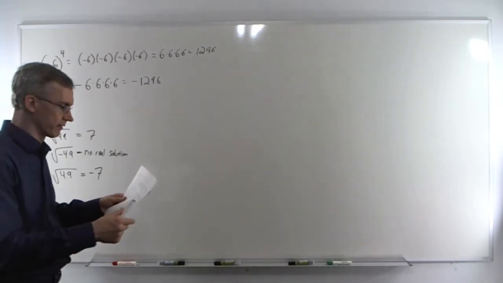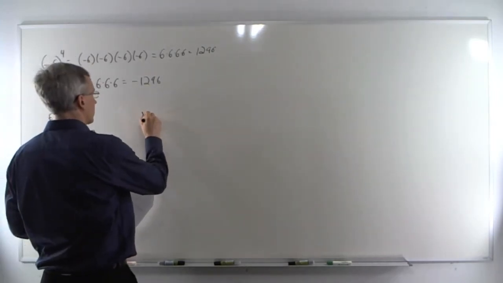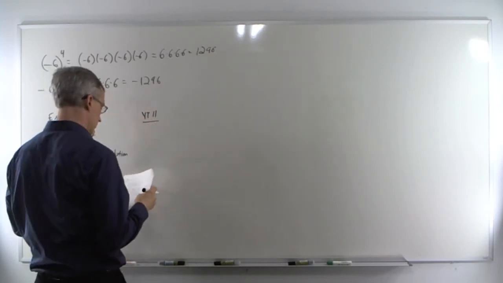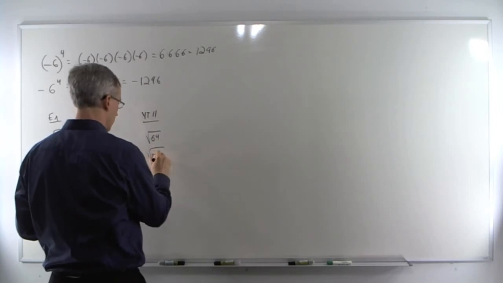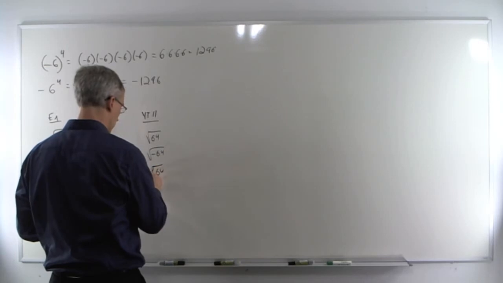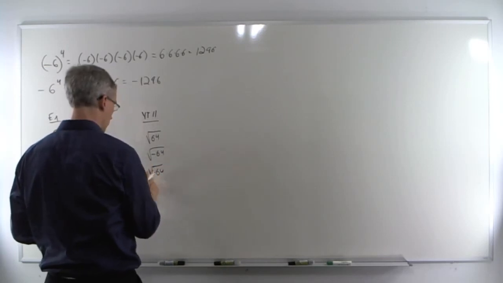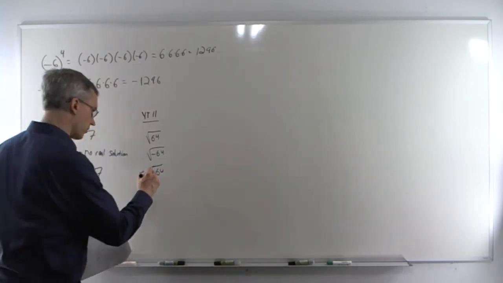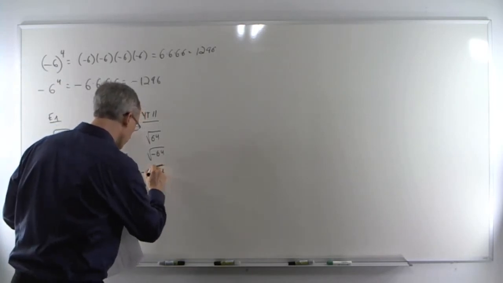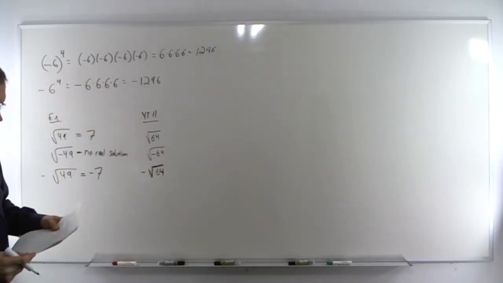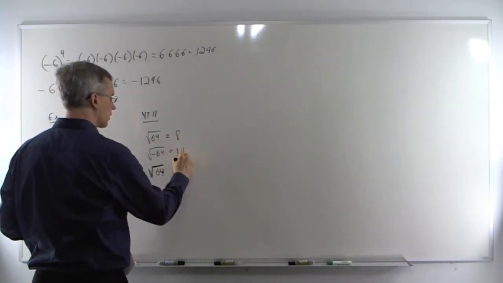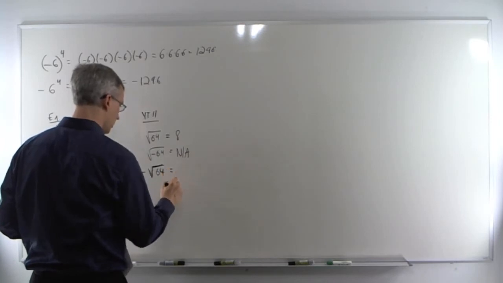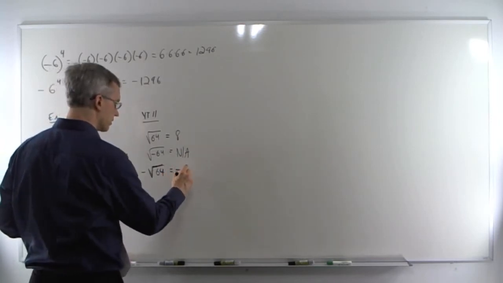Your turn, number 11. I don't know if we can read that. All right, square root of 64, that's 8. Not a real number there. And this one is negative 8.